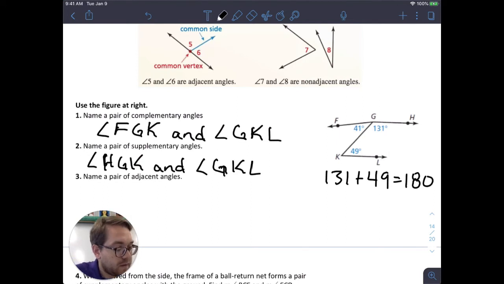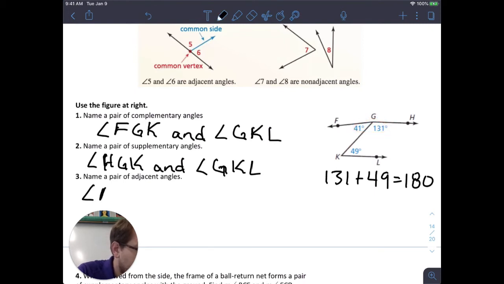Last one says name a pair of adjacent angles. Okay. So remember, adjacent means they'd have a common vertex and a common side, but no common interior points. So we can already tell that these two angles right here don't have a common vertex, so it's definitely not going to be this angle or this angle. But these two angles here, they share the common vertex at G and a common side at GK. Okay. So these two angles here would be adjacent to each other.